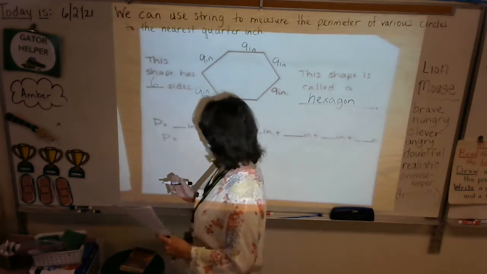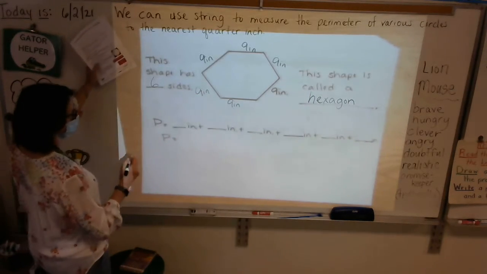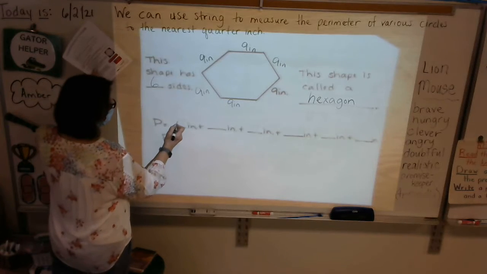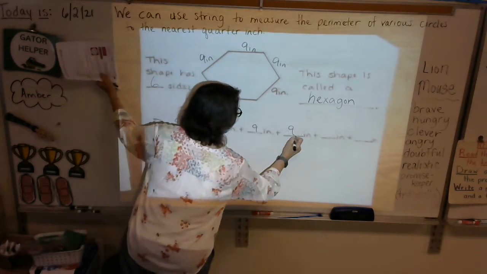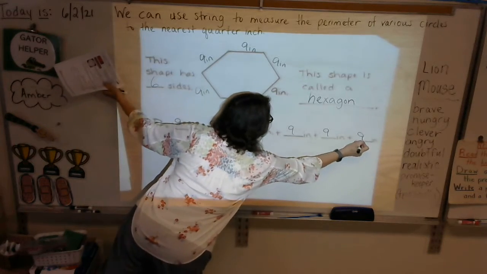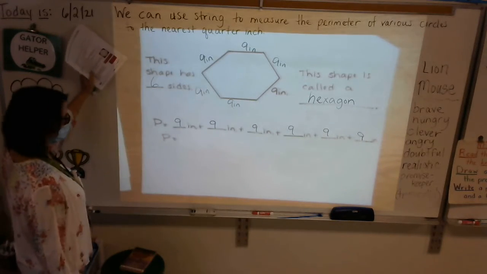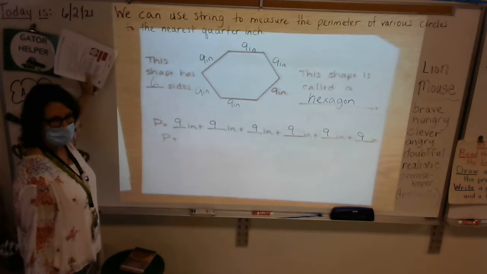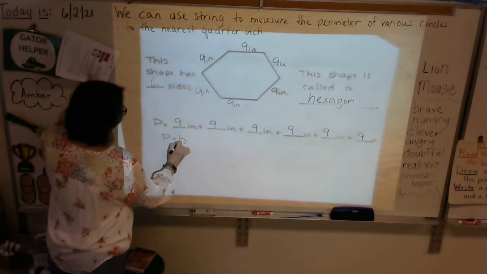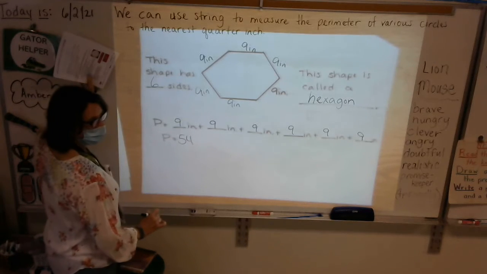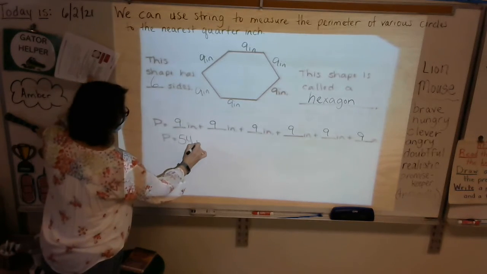Okay, Owen, give me your number sentence to find the perimeter of this hexagon. P equals? Okay, and what did you get for your total when you added all those up? Okay. Kaden, what do you got? 54 inches. Make sure you dress up your answer.